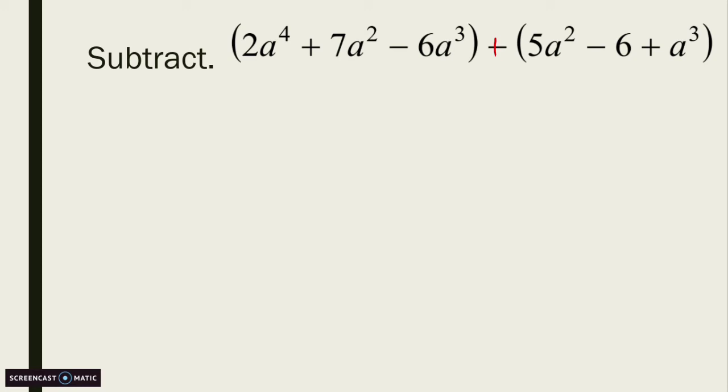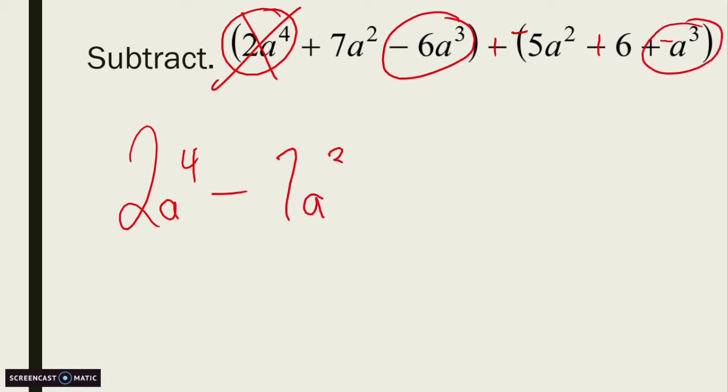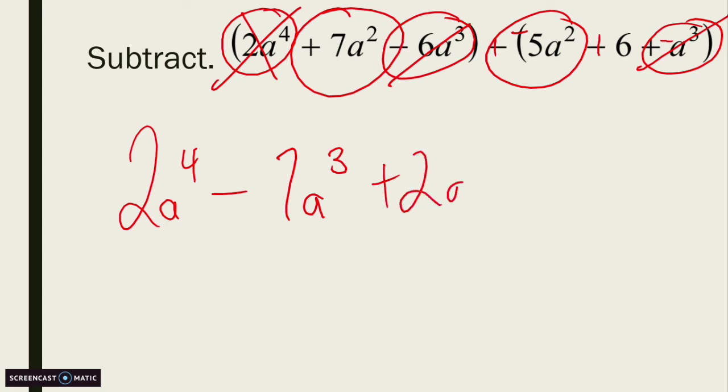Add the opposite. Since there's a subtraction sign, we're going to add the opposite. Looking for like terms. Start with the highest exponent, 2a to the 4th. Next highest exponent, negative 7a to the 3rd power. Next highest exponent, 2a squared plus 6.